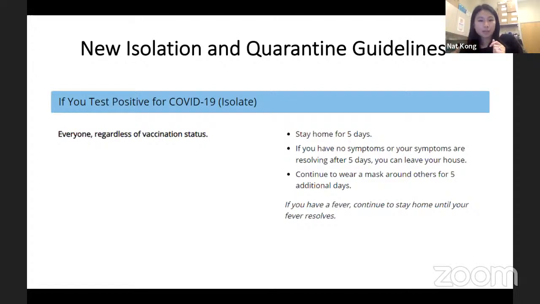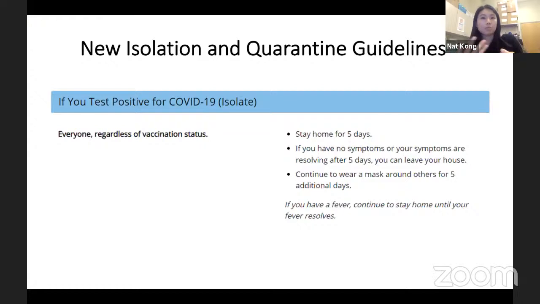If on the 6th day you no longer have fevers, if you no longer have a productive cough, and if all of your symptoms are resolving after 5 days, so either you have no symptoms or your symptoms are resolving, you can leave the house. But make sure you continue to wear a mask for 5 additional days, okay?